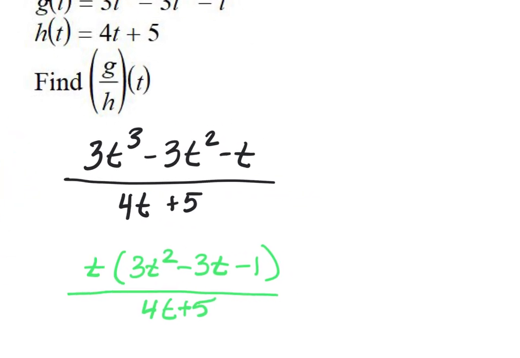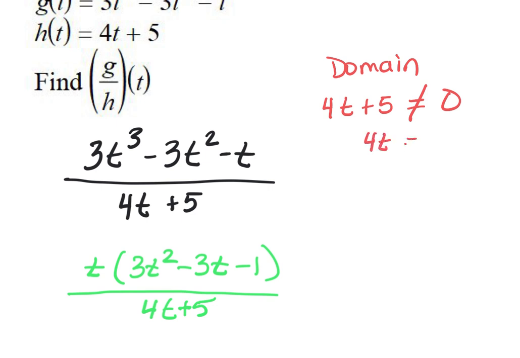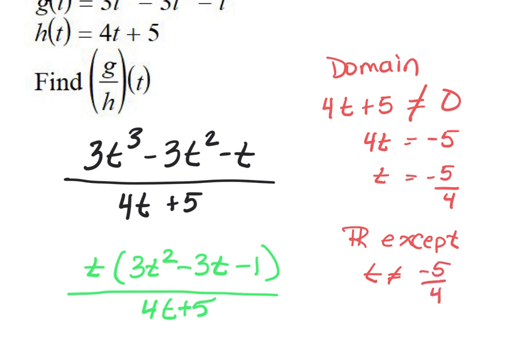However, we do have to do a little bit more work here because I have a fraction, so I need to state the domain. In this case, the domain cannot have 4t plus 5 equal to 0. So we need to solve for this in order to determine what the domain is. 4t is equal to negative 5. t is equal to negative 5 over 4. So the domain is all real numbers except t cannot equal negative 5 over 4, because that would produce a 0 in the denominator, which cannot happen.